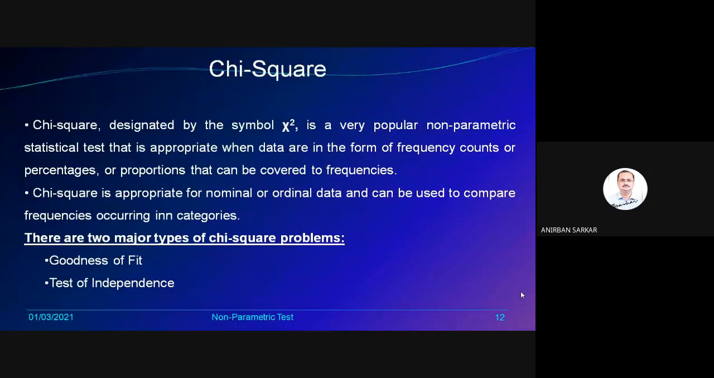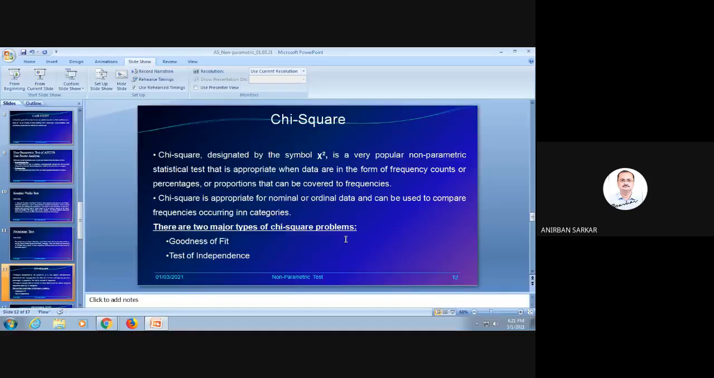Now let us discuss chi-square. There are two forms of chi-square. One is the goodness of fit test. The other is the test of independence. The data set has already been given to you. Basically, chi-square, designated by the symbol χ², is a very popular non-parametric statistical test that is appropriate when data are in the form of frequency counts or percentages or proportions that can be converted to frequencies. Chi-square is appropriate for nominal or ordinal data and can be used to compare frequencies occurring in categories.